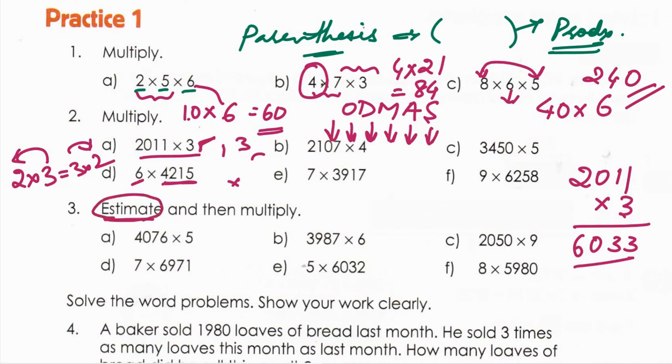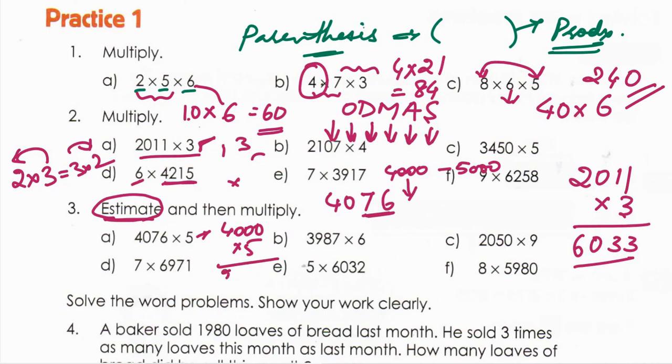So let us estimate 4076. You have to make it a round value in the place of thousands. 4076 is nearer to 4000 than 5000. So you estimate it as 4000, that is approximately 4000. You just make it the nearest thousand. It becomes 4000. 4000 into 5. 5 4s are 20. Then you keep 3 zeros in the answer. You get 20,000.